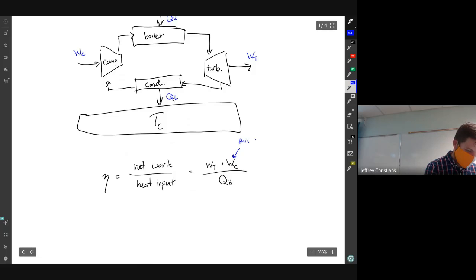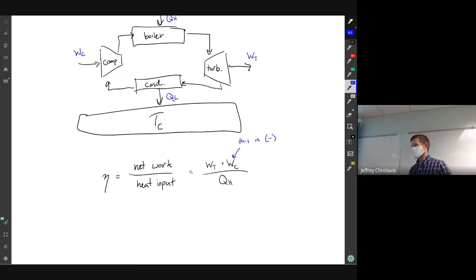The sign gets a little tricky with this. WC is work that we're putting into the system, so that's going to have to be a negative number. Sometimes the book has a weird sign convention, and sometimes they would say WT minus WC. Try not to get confused on that. Just remember that's stuff that we have to put in, so that should decrease the thermal efficiency, not increase it.